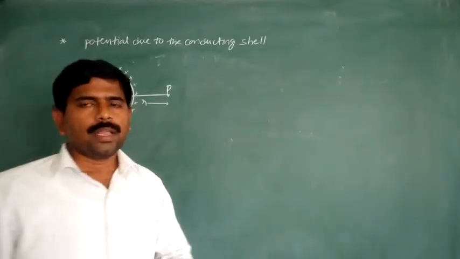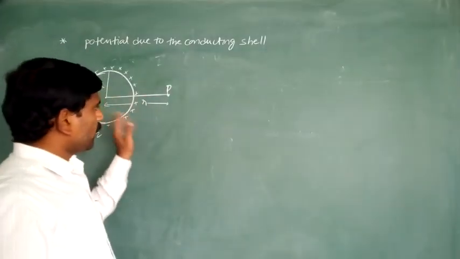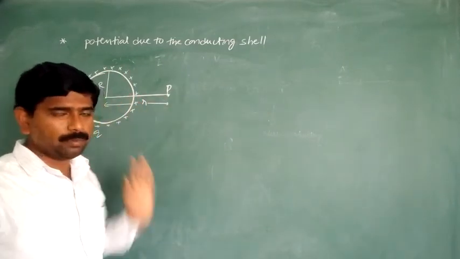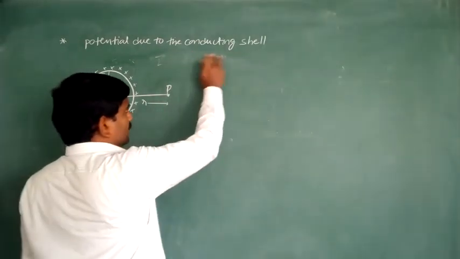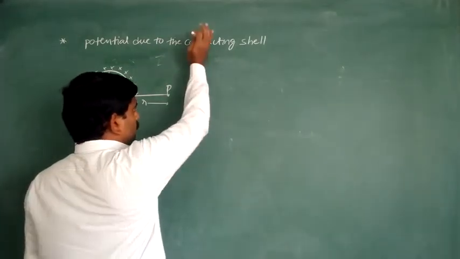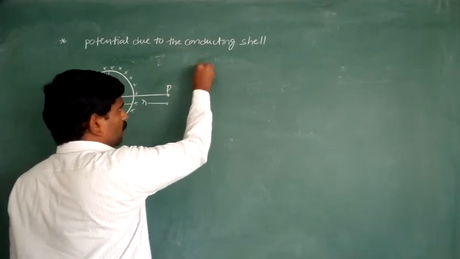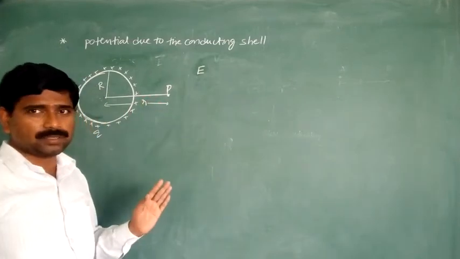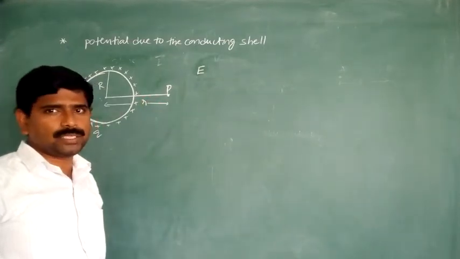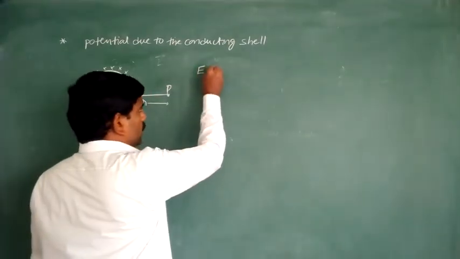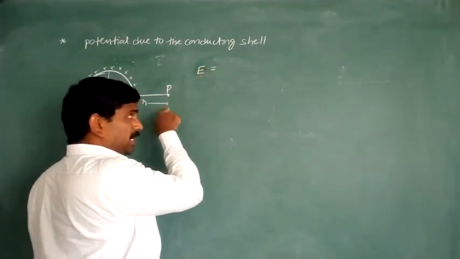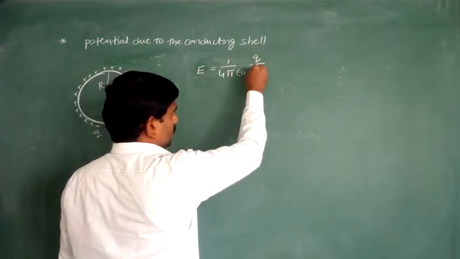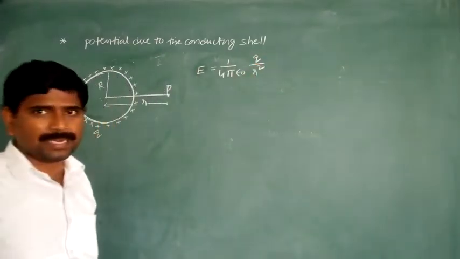Now we find out the electric potential due to this charged spherical shell at point P. First observe the electric field intensity due to the shell outside of the shell. Why? Because electric field intensity changes with respect to the distance, and here the electric potential also changes with respect to the distance. So E outside of the shell is 1 by 4 pi epsilon naught into charge by distance square.